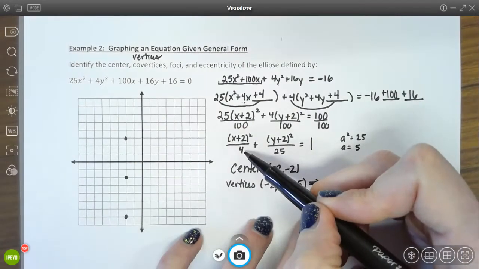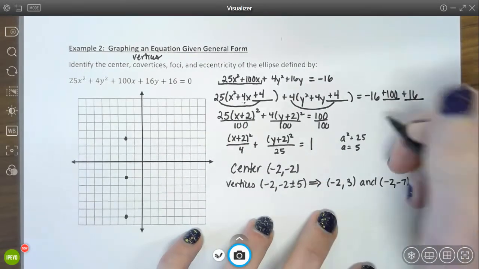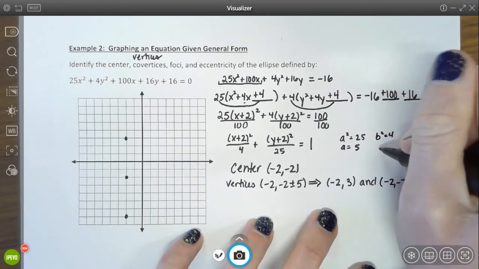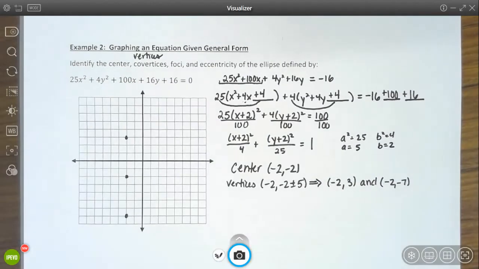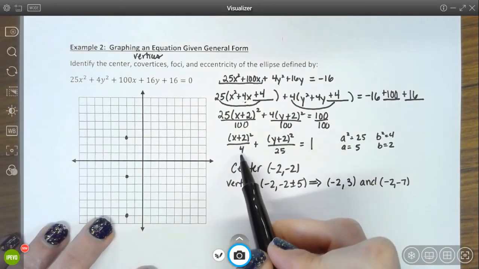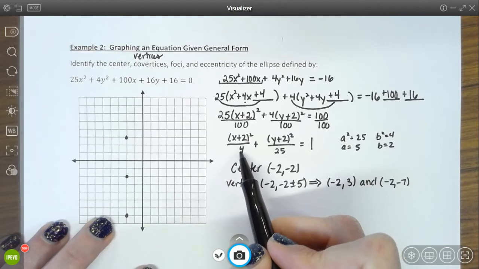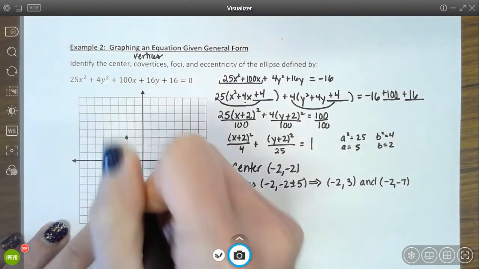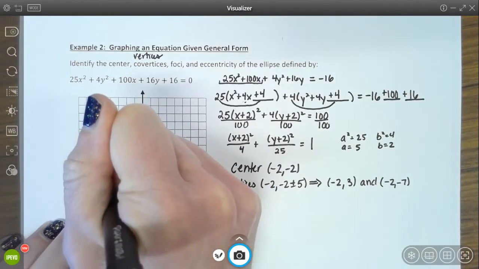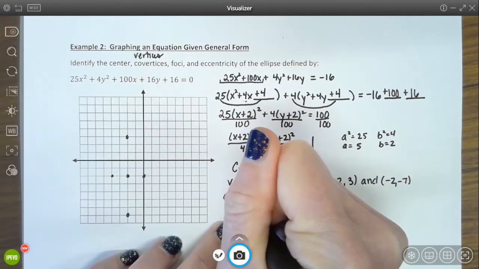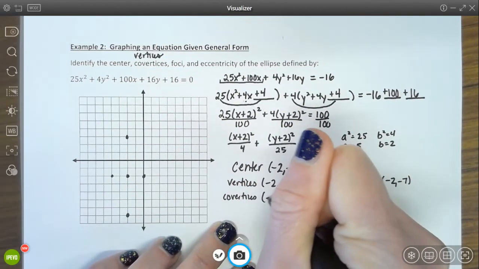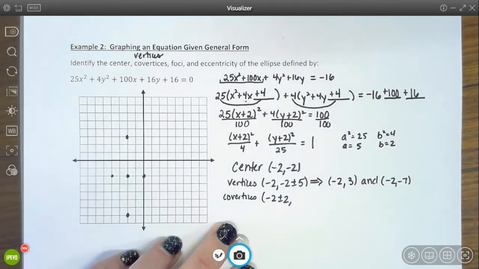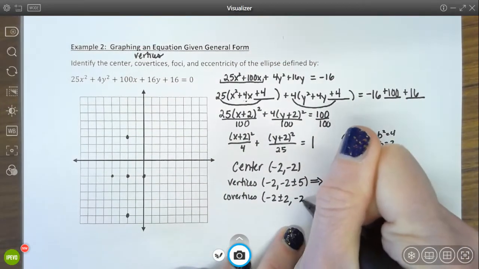I can see my b squared value would be 4. So b is 2. So the endpoints of my minor axis are 2 units away from my center. And again, because they're attached to the x, I know it's a horizontal change. I'm going to go 2 units left and 2 units right off of my center, which for my co-vertices means that I'm now changing the x coordinate of my center, but keeping the y coordinate of the center the same.